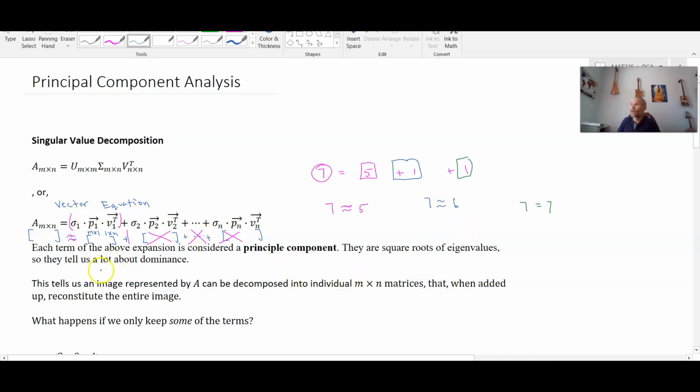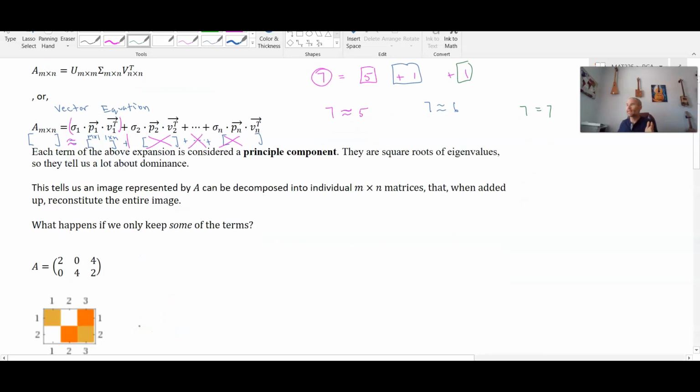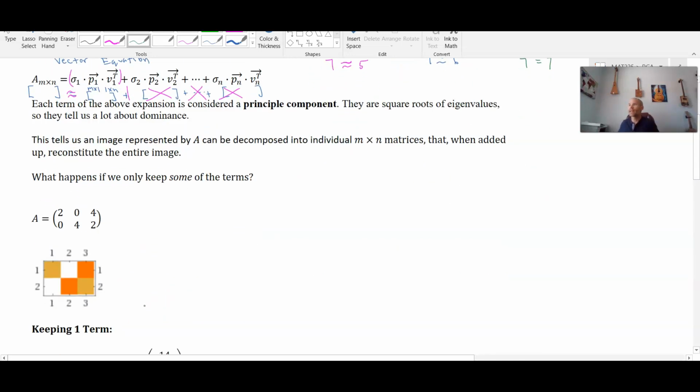So this vector equation here tells us that an image represented by A can be decomposed into individual m by n matrices that, when added up, reconstitute the entire image. Well, we've just observed what happens if we only keep some of the terms. Let's go ahead and look back at our running example. Our original matrix A was this 2 by 3 of values 2, 0, 4, 0, 4, 2, and we were able to get this little image to represent or reflect that matrix.